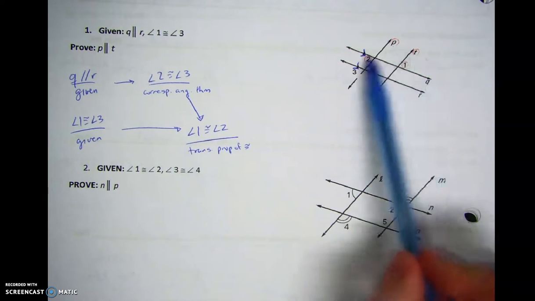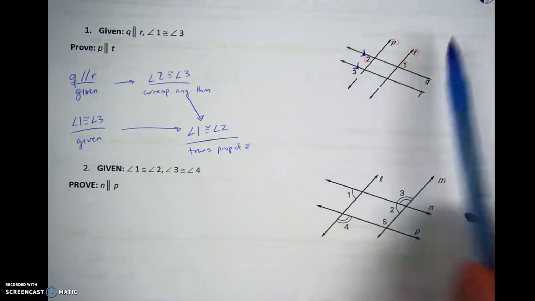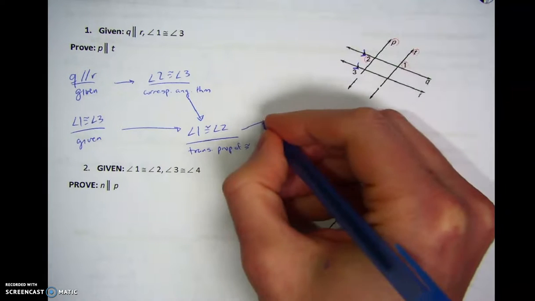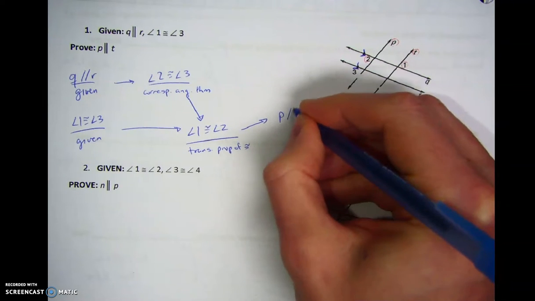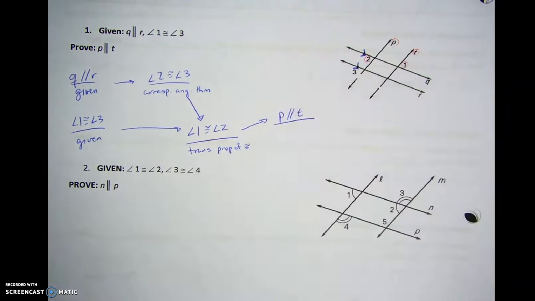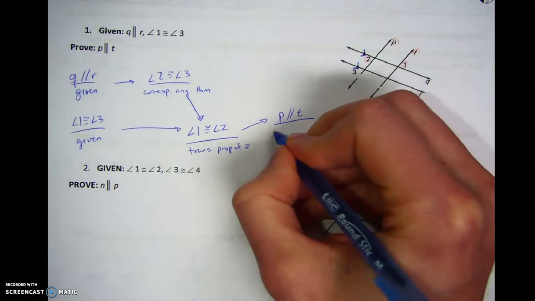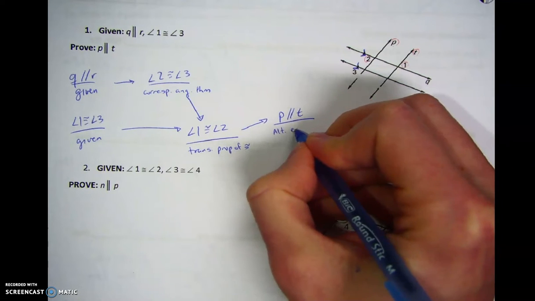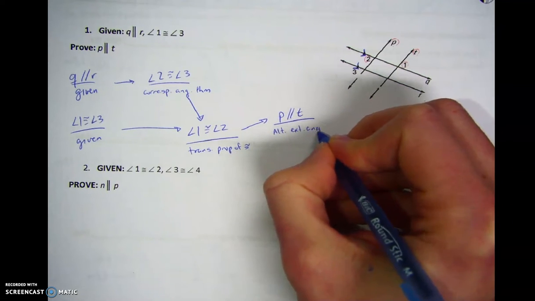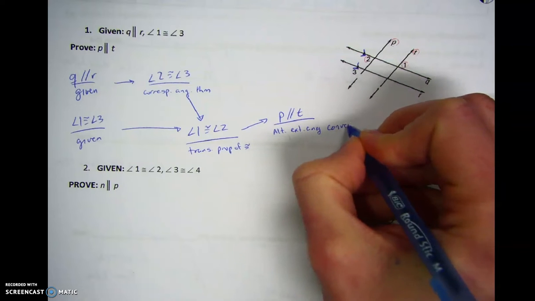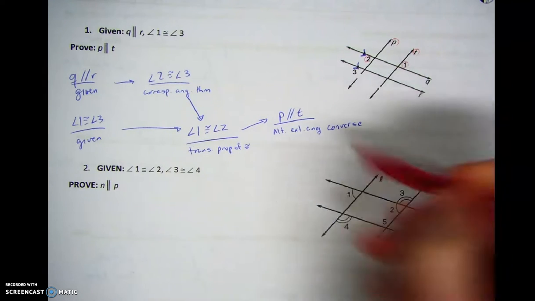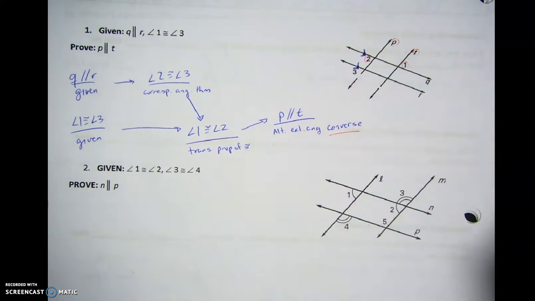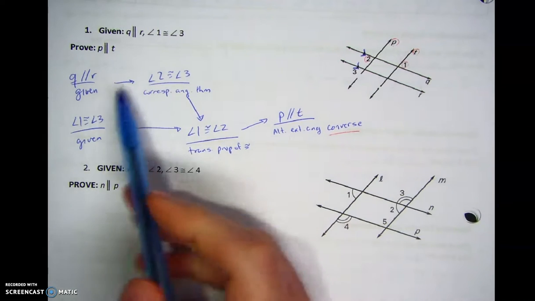And if alternate exterior angles are congruent, then we know that the lines forming those must be parallel. And so this is an example of the alternate exterior angles converse, because we've gone backwards. We've gone from angles being congruent to lines being parallel. And something that's useful to go back and look at.